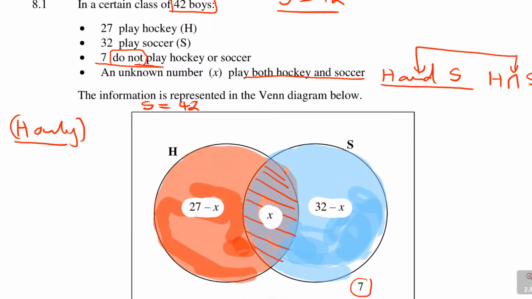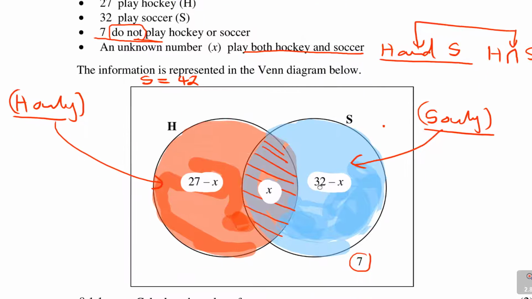And those who are playing soccer only, we are saying what? The soccer only, that is in this case S only. Soccer only, which is what? Which is in this case 32 minus X. Are you getting that? So this is soccer only and this is hockey only.